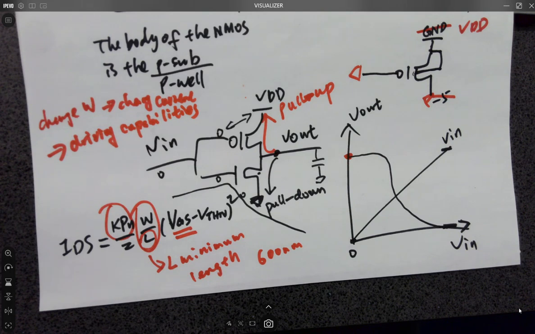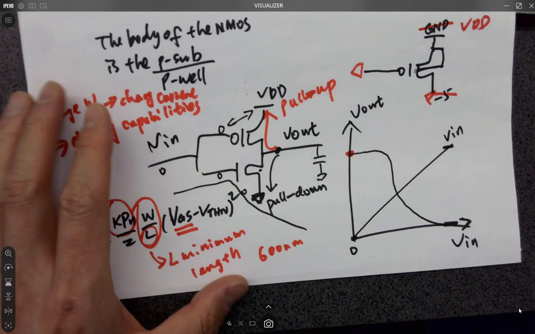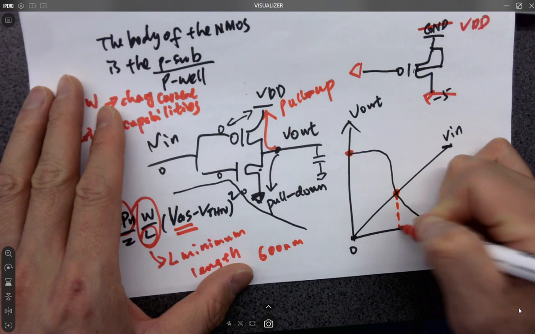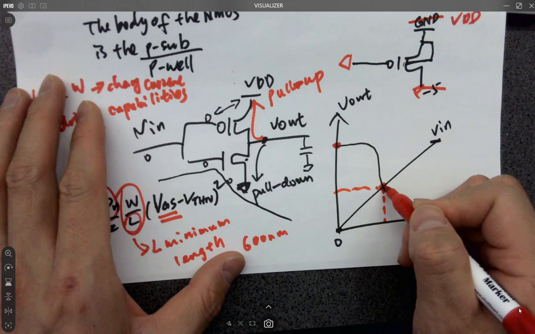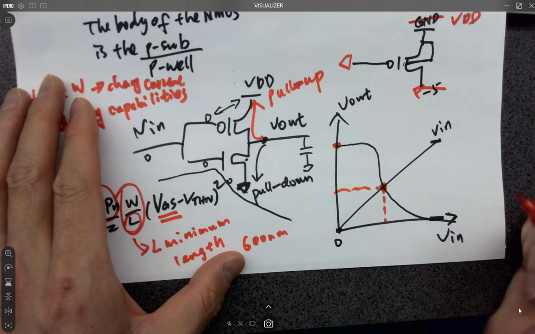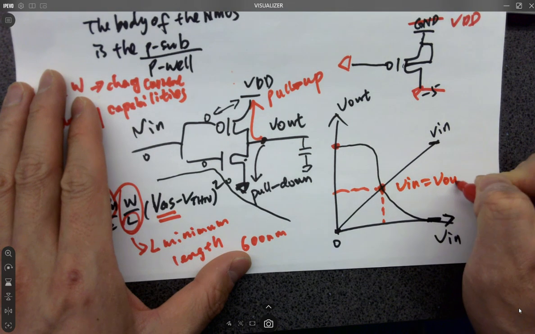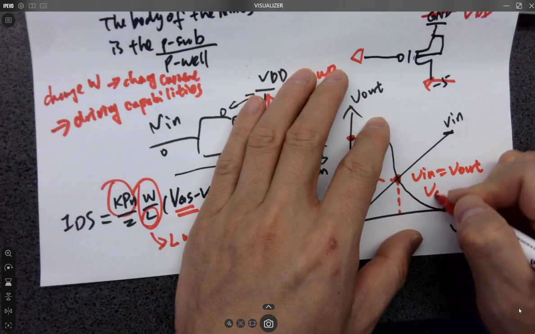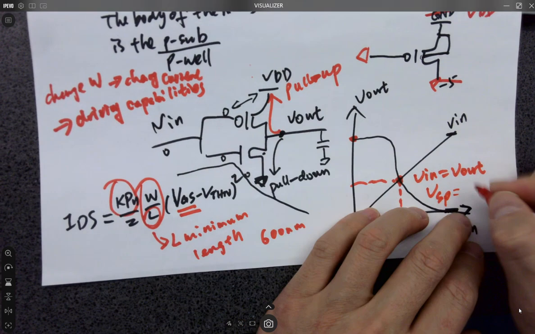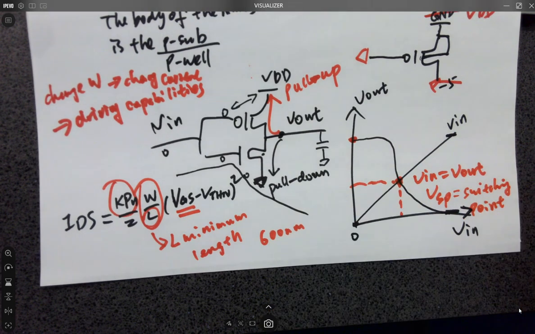So in that case, we can modify the PMOS and NMOS in order to change a key parameter called the switching point. At this point, what's the relationship between Vin and VL? Vin equals VL, which is called VSP, the switching point. So we can modify the switching point for the following reason.